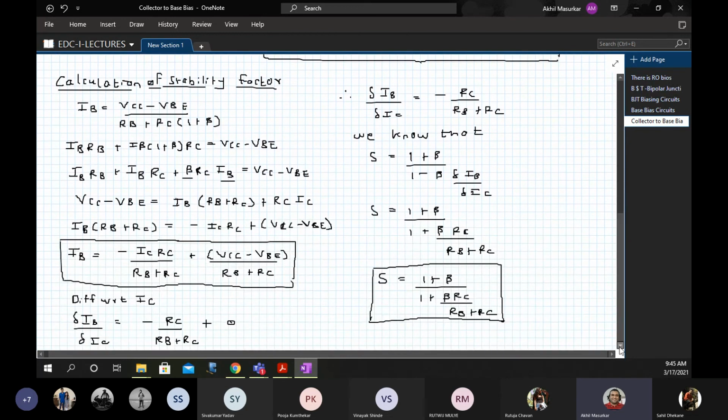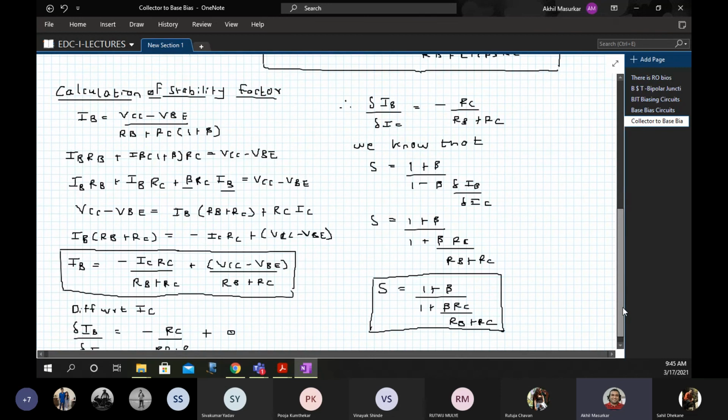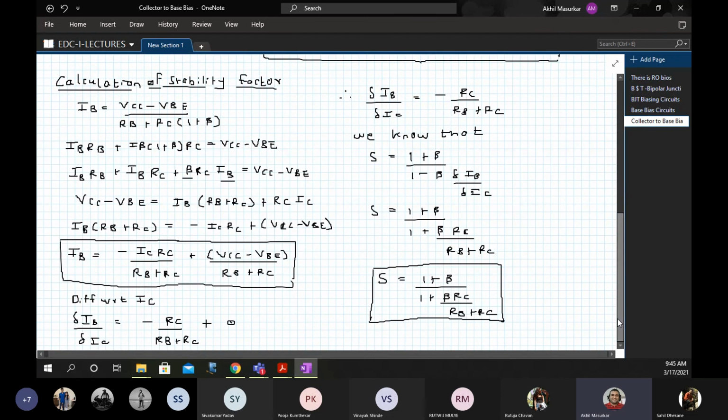Those who are copying this can just copy. And once you are done with the stability derivation, just write done.